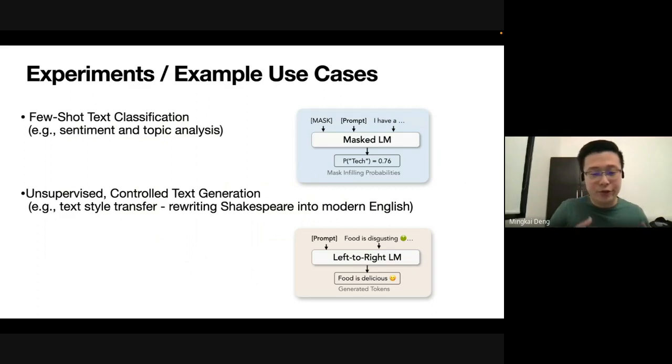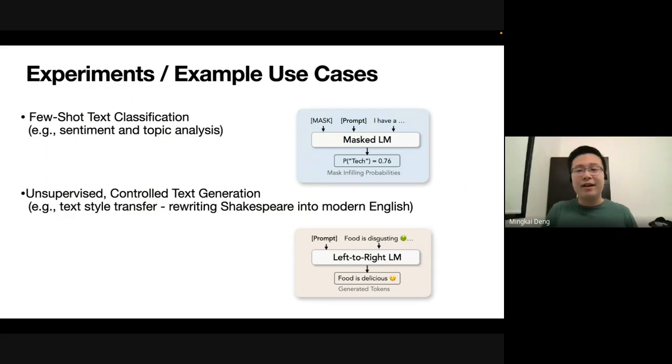So to better illustrate how our framework actually works in practice, I want to talk about some experiments that we did to verify our method, as well as presenting some example use cases. Our method can be used for few-shot text classification. Some very famous examples are sentiment and topic analysis. We also experiment with unsupervised controlled text generation.